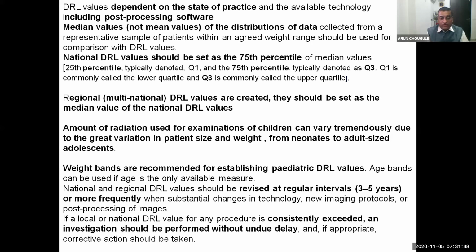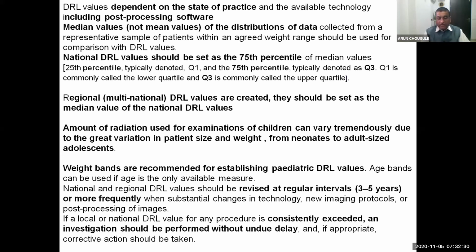The amount of radiation used for examination of children can vary tremendously due to the great variation in patient size and weight, from neonate to adult size adolescents. From a few kg, 3 to 5 kg, up to 70-80 kg. There is a variation. Also, the size variation takes place. So the area required to be exposed for a chest X-ray of a neonate, a 6 month old and a 16 year old will definitely be different, and therefore you have to make those groups and then find out DRL values.